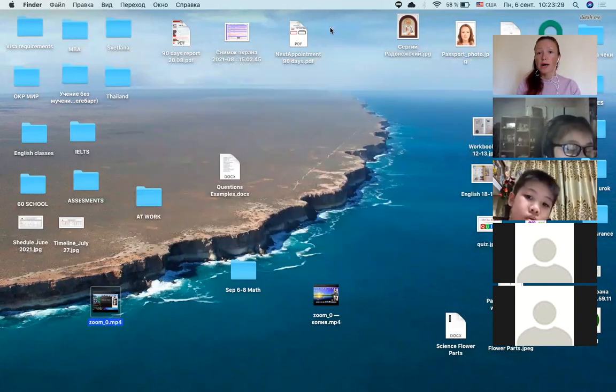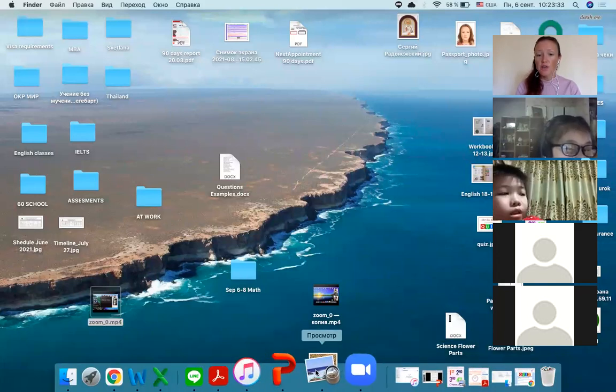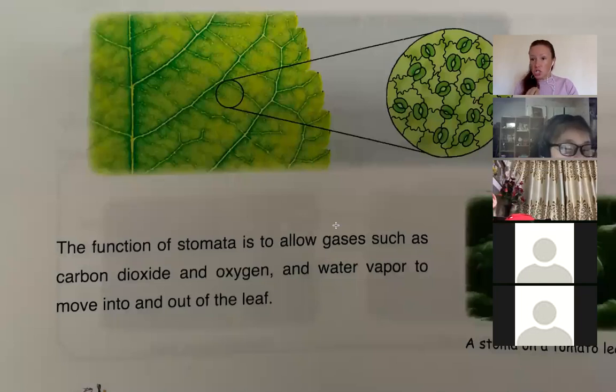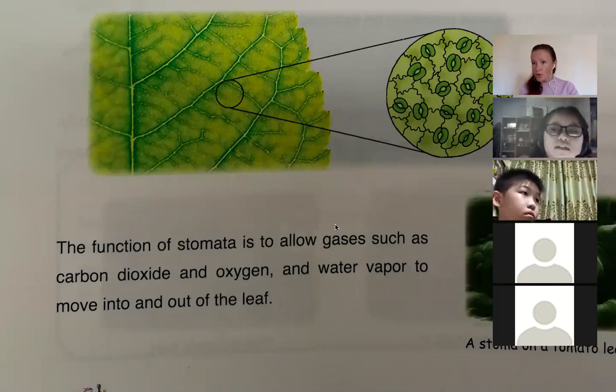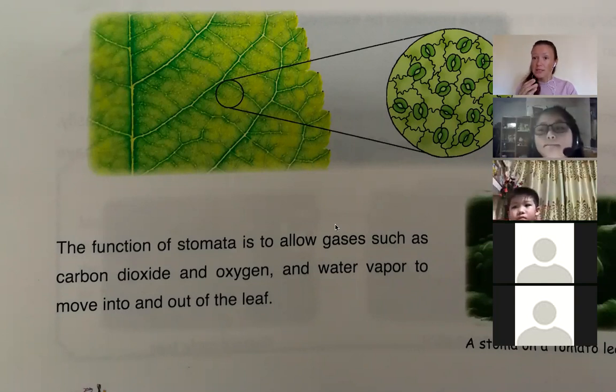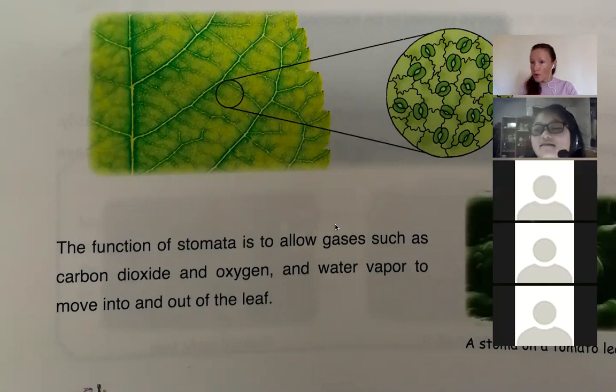oxygen, right? But we do it very differently. We inhale oxygen but exhale carbon dioxide. So humans inhale oxygen, exhale carbon dioxide, but the plant inhales carbon dioxide and exhales oxygen. So, differently. For breathing, the plant uses stomata, to allow gases such as carbon dioxide and oxygen to go in and out of the plant. This is the function of stomata.